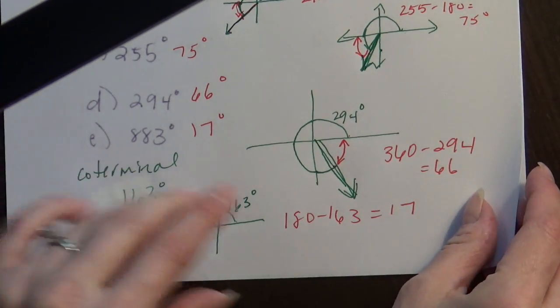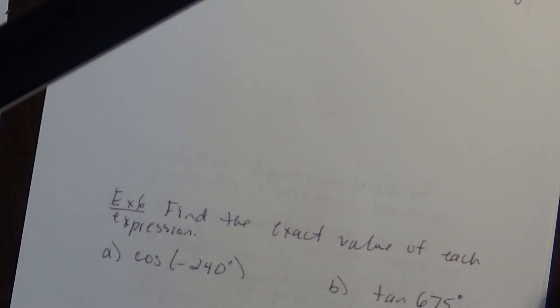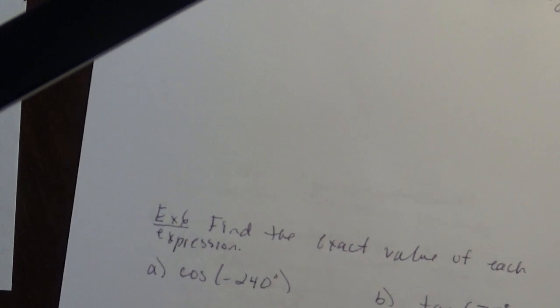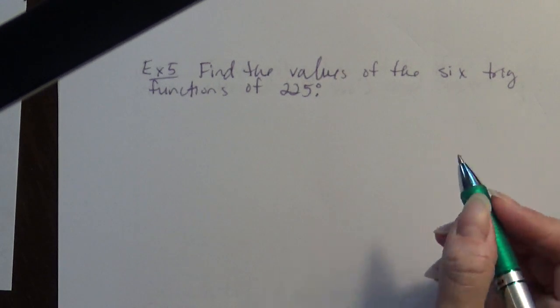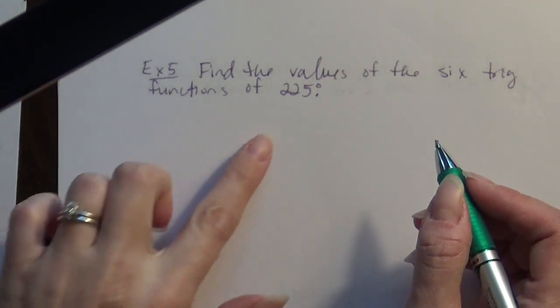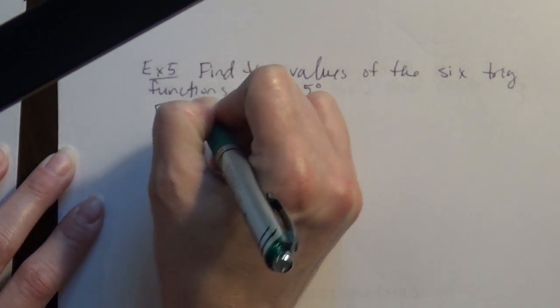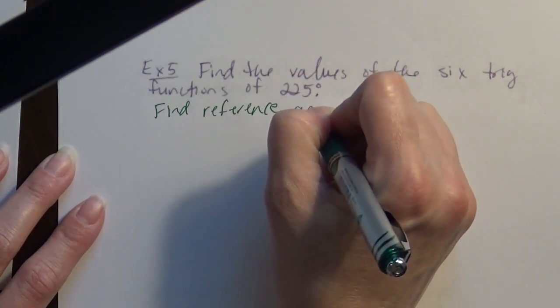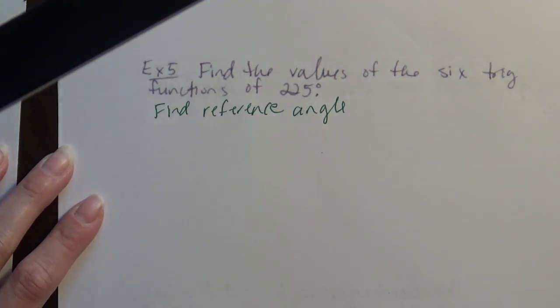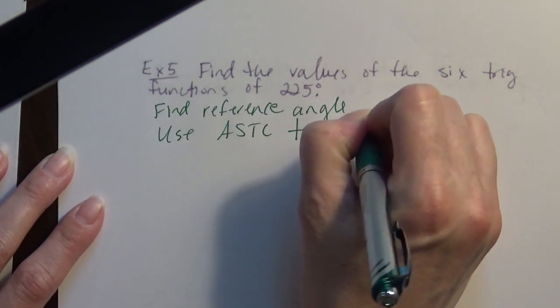Alright, let's look at page 9. Find the values of the 6 trig functions of 225 degrees. Let's first find a reference angle for this. This is going to be much easier to work with. Then we can determine the signs of these trig functions by using all silver teacups.